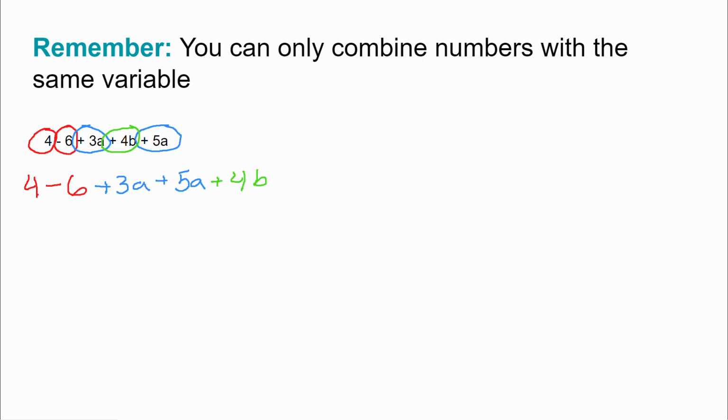Now we can combine like terms. Our no variables, 4 minus 6 is negative 2. We have our a's, 3a plus 5a is plus 8a. And then we only have one term with a b, so we have nothing we can combine it with, so we put plus 4b. Now, we don't have anything else we can combine, so this would be our final answer.